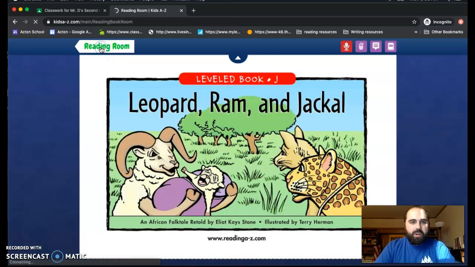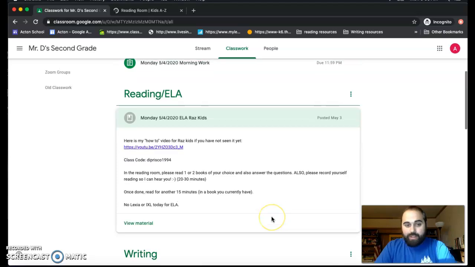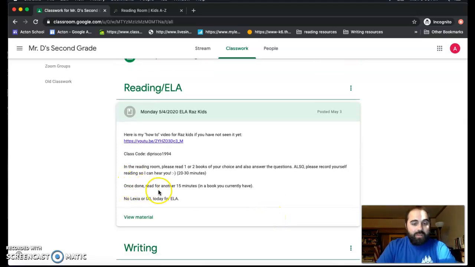Once you're done reading 1 or 2 books and you've recorded yourself, you're going to head back in, see what else you have to do. I said, once done, read another 15 minutes in a book you currently have. I'd like you to get away from the screen for a bit and get into a book that you've either read before or something you have not read yet. Okay? Spend 15 minutes doing that.